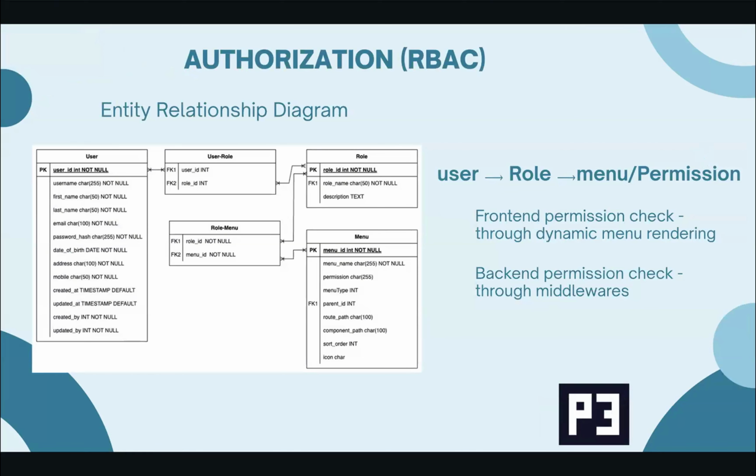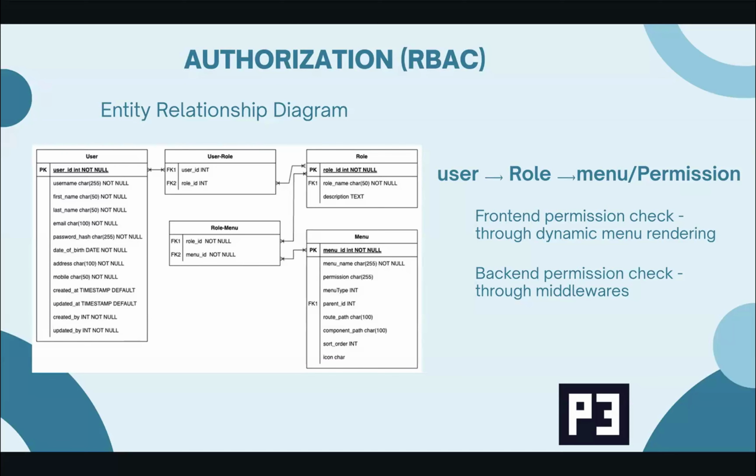Thanks, Ray. My name is Freya, and I'll briefly introduce the role-based access control system of our project. This is the entity relationship diagram for our RBAC system. We have 3 main tables: user, role, and menu. Each user can be assigned multiple roles, and each role can access multiple menus. Each menu item contains a permission string, such as user add or dashboard view.